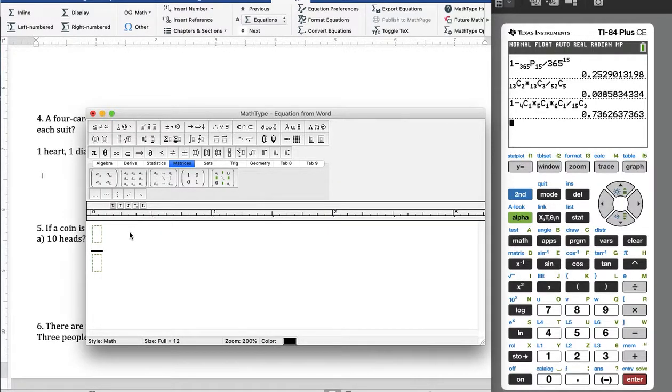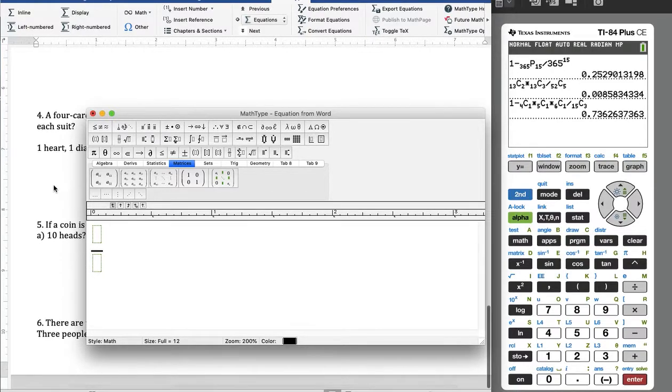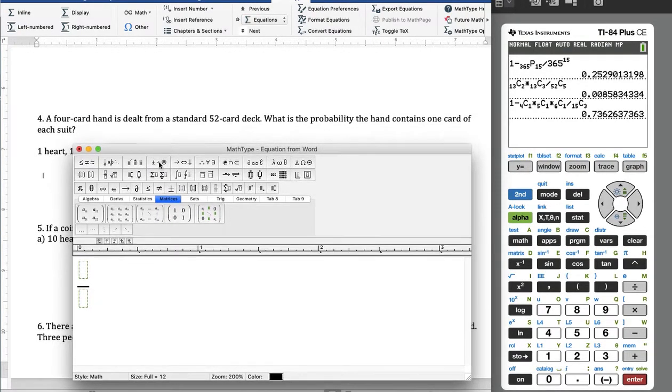In total, we're drawing four cards from a deck of cards. So in total, there's 52. We're getting any four of those. So 52 C 4. 52 total, we're getting any four. Order does not matter.